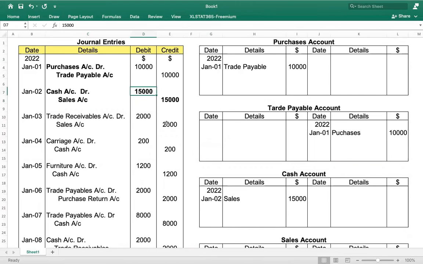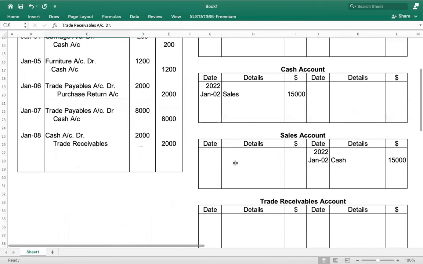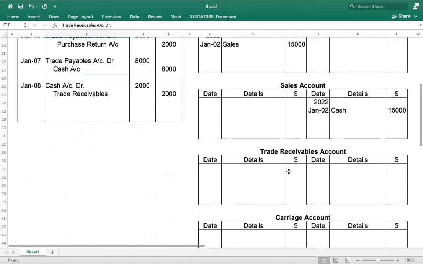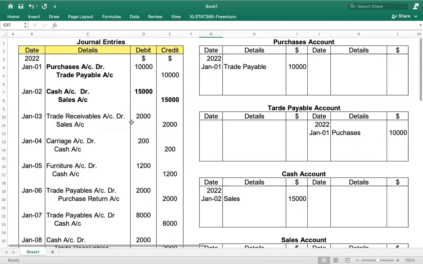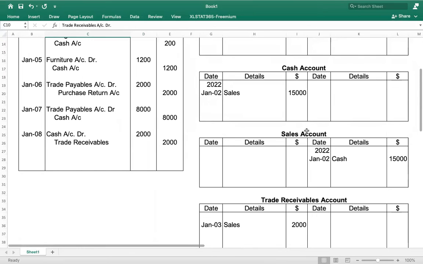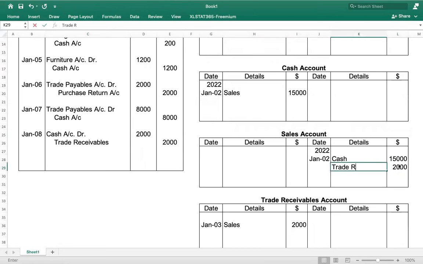Now tell me which entry? The third one, trade receivable, debit, and the amount is 2,000. This is the trade receivable account. On the debit side I will write 2,000. The name of the other account is sales. Jan 3rd. The next posting will be in the sales account. Sales is credited, so on the credit side I will write 2,000. The name of the other account is trade receivable.